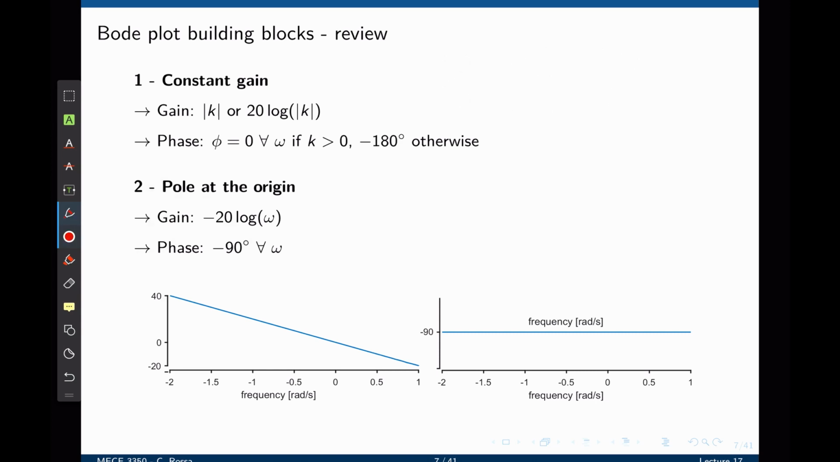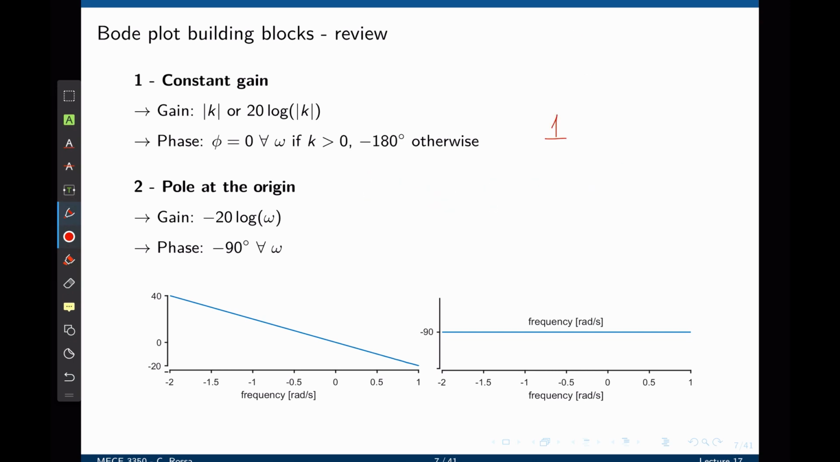The second elementary building block is the pole at the origin. A pole at the origin implies that the transfer function is 1 over s, or 1 over jω. If you multiply this by j and divide by j, we get negative j times 1 over ω. When you now plot the magnitude and phase of the transfer function, we see that we are on the negative imaginary axis, and the phase of the transfer function is always negative 90 degrees. So a pole at the origin always adds negative 90 degrees to the phase of the transfer function.